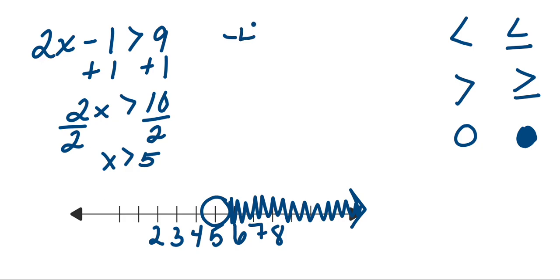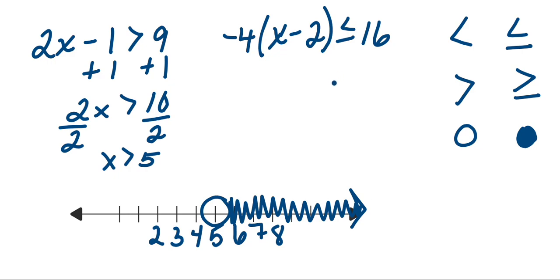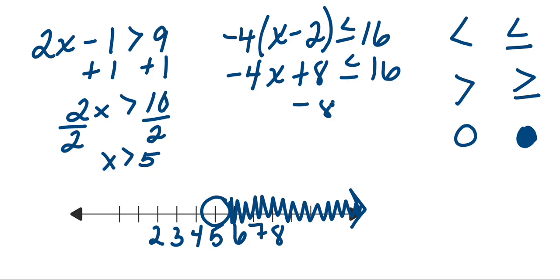Let's look at negative 4 times the quantity x minus 2 is less than or equal to 16. In this case, we have 2 options here to solve. We could distribute the negative 4 in, and maybe we want to solve that way. So let's distribute. I get negative 4x plus 8 is less than or equal to 16. I'm then going to subtract 8 from each side, and I get negative 4x is less than or equal to 16 minus 8, which is 8.